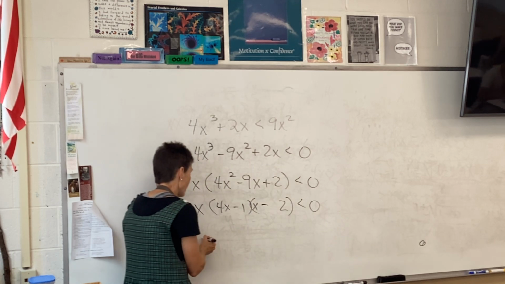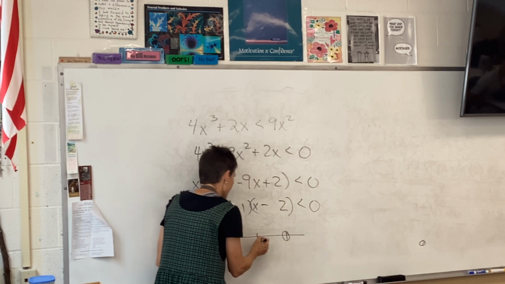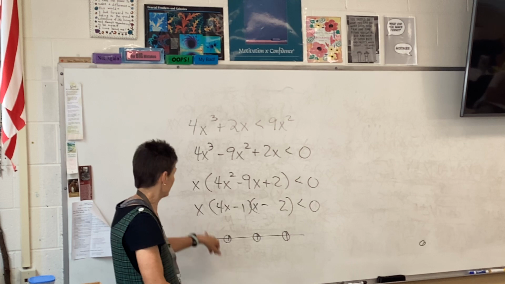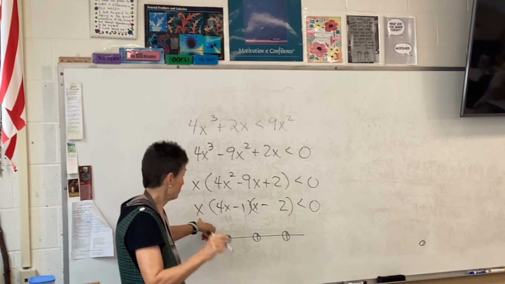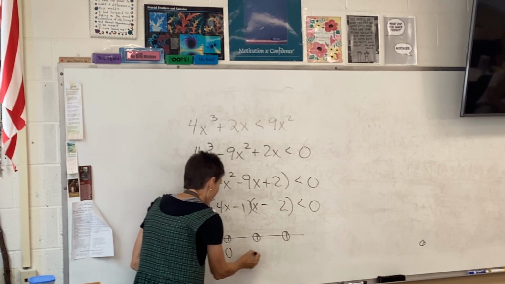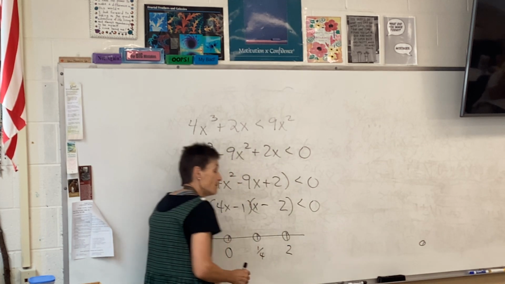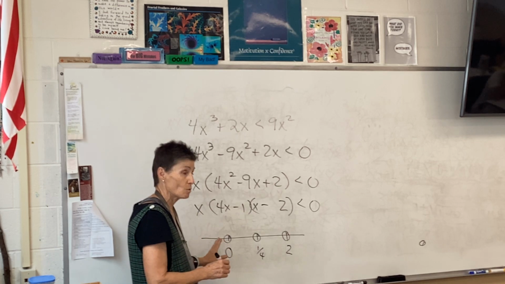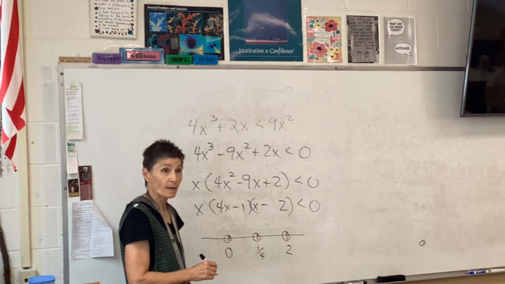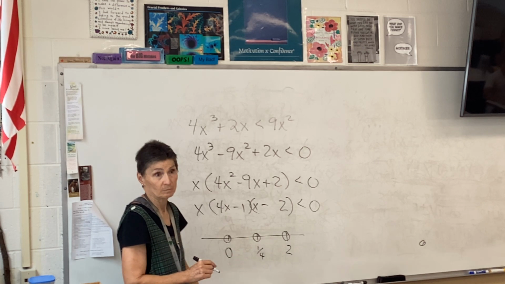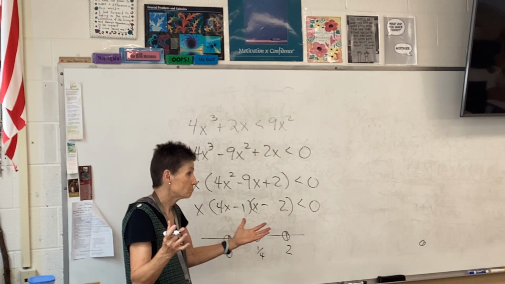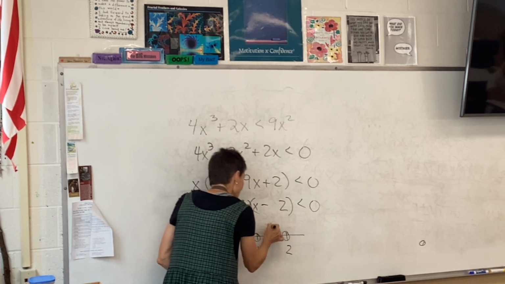So now I'm going to draw a number line, and I'm going to put 3 dots on my number line. Where will those dots be? 0, 1/4, and 2. This is a number line, so they're on there in that order. Okay? Now I'm going to pick a number. Any number that's not those. So, 1. Now 1 is here.